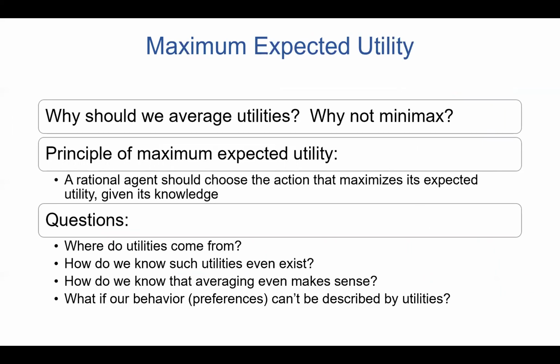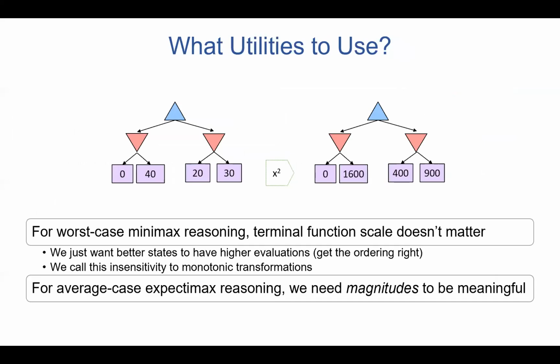Okay, so let's talk about the last part. Where do utilities come from? How do we know that such utilities even exist? Okay, let's talk about that part and let's finish. Suppose that we have this scenario. Okay, the maximizing agent will select 0 from the left, right?